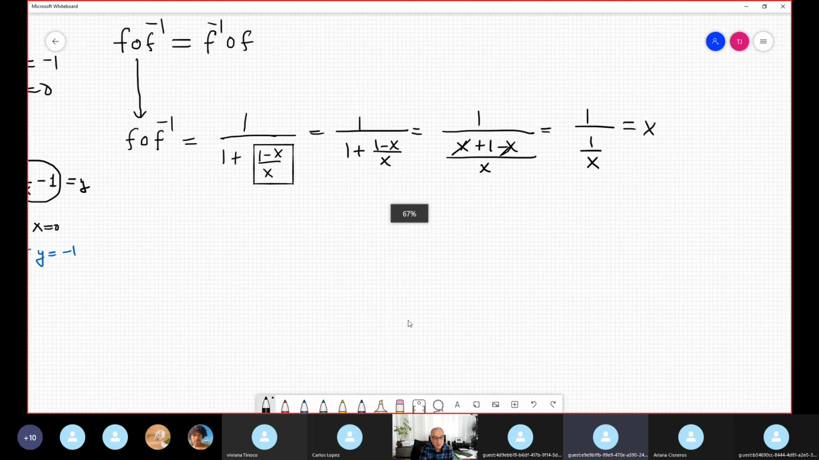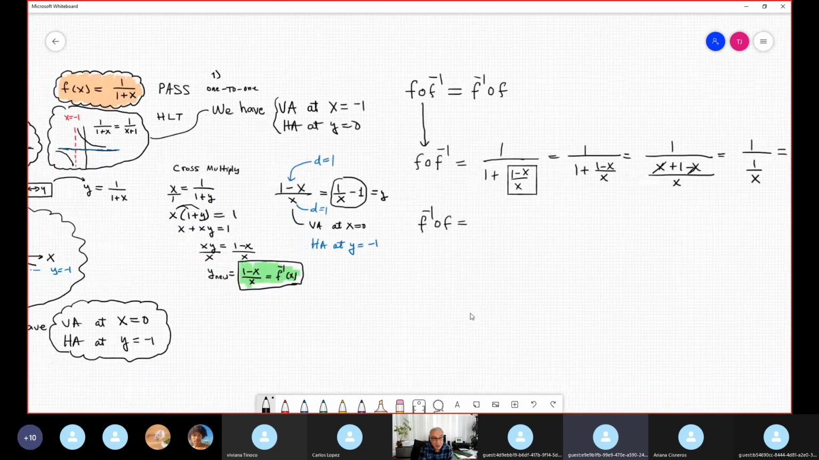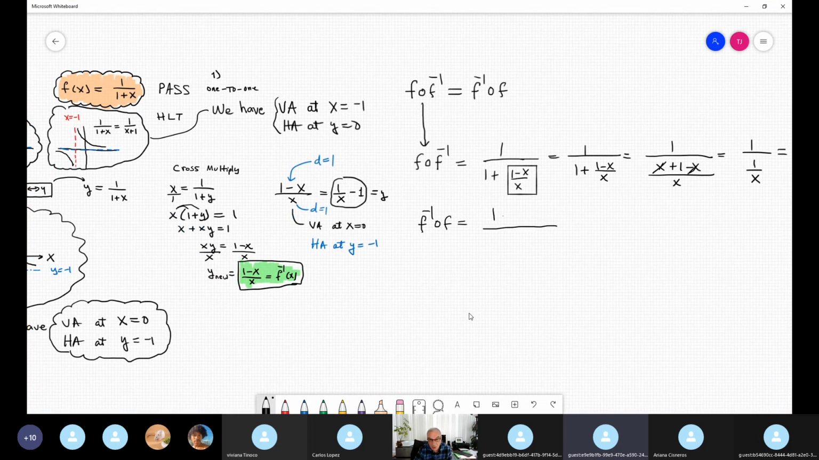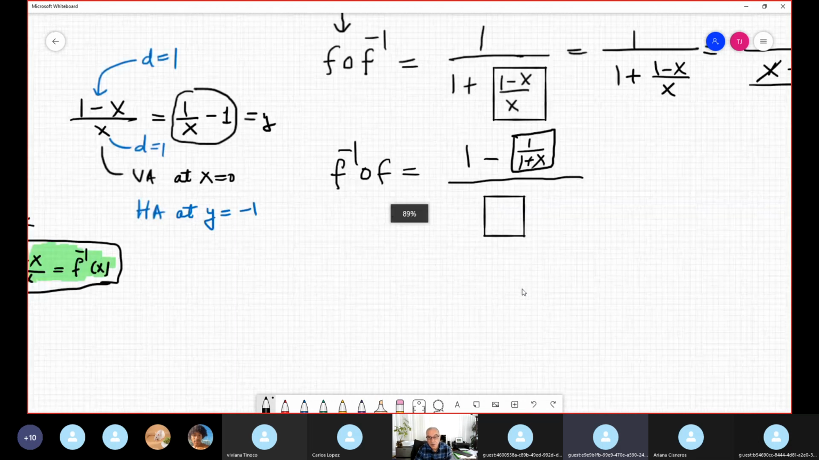Now let's do it in another direction. Another direction is F inverse composition F. Basically now, the orange color replaces the x in the green color. So my green color is 1 minus box divided by box. And who is inside the box? 1 over 1 plus x, which is the orange color. Wait, let me zoom. 1 over 1 plus x.